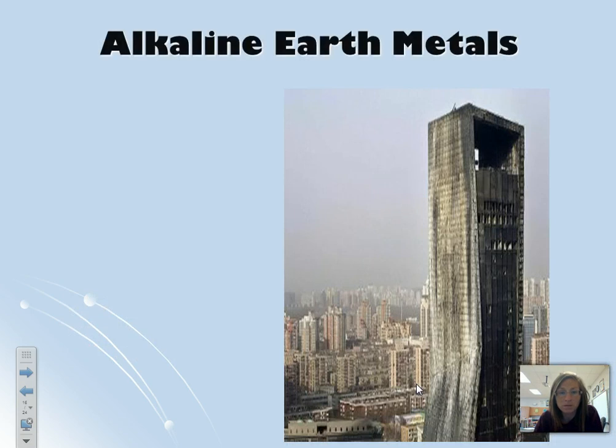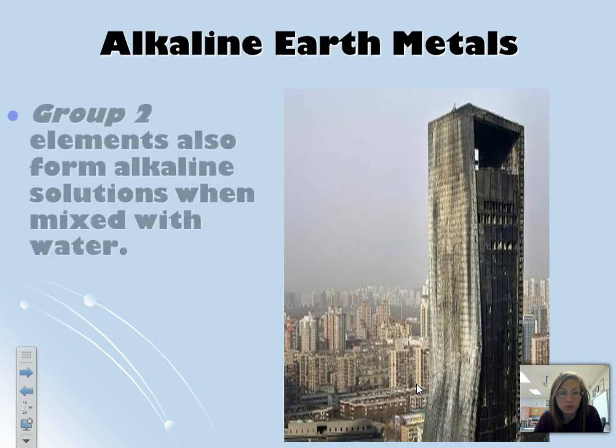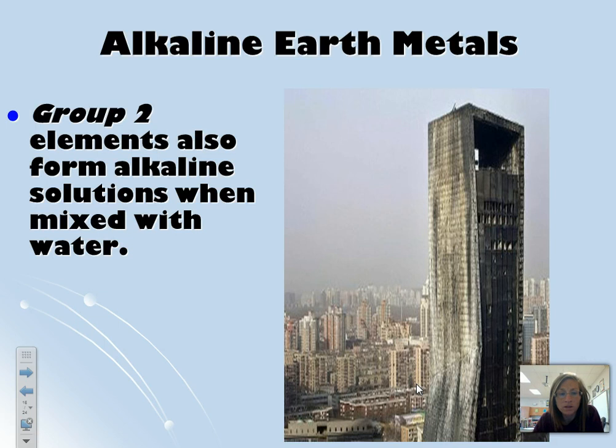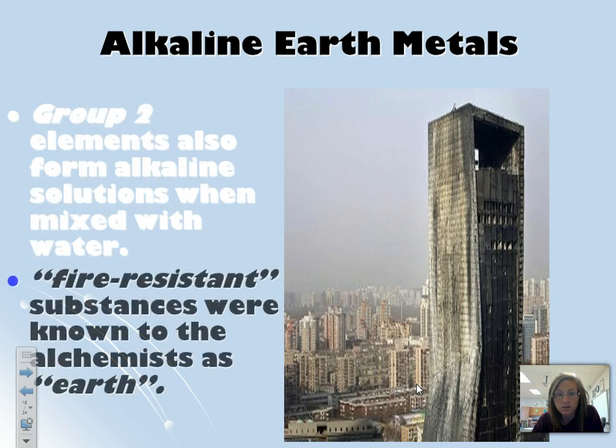Then the alkaline earth metals are comprised of group 2. They also form alkali solutions when mixed with water. The difference with them, though, is that they're fire-resistant substances, and the alchemists referred to these elements as earth, and hence we put the two together and you get alkaline earth metals.